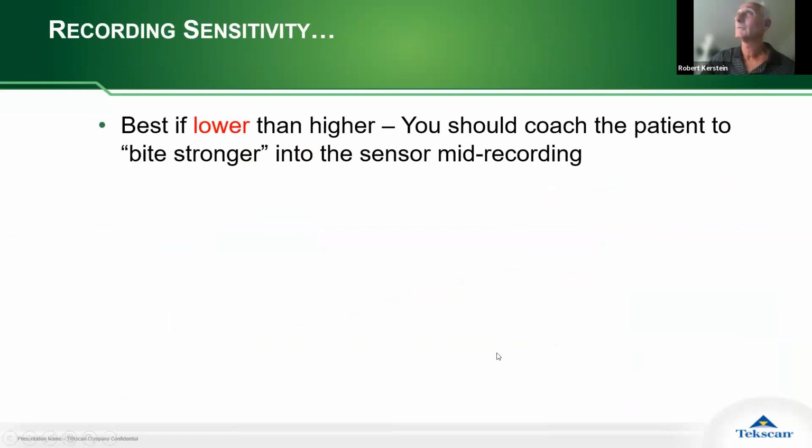Now, the last element of recording well is your sensitivity. Someone just sent me an evaluation from another part of the world, and they had like 12 pinks in their recording.